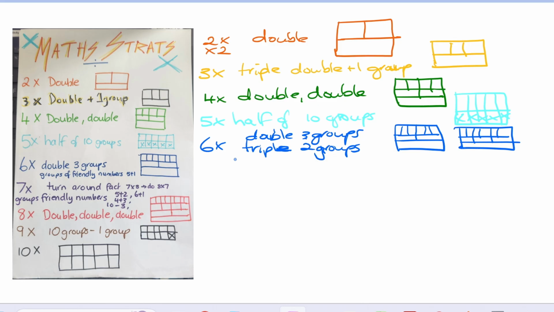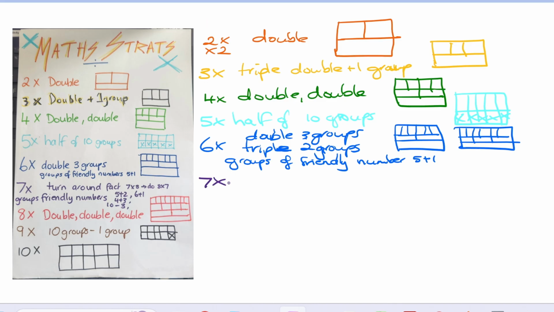Or I could use groups of friendly numbers. So, for example, 5 might be a friendly number. So I could do 5 plus 1 group. Whatever works for your students.